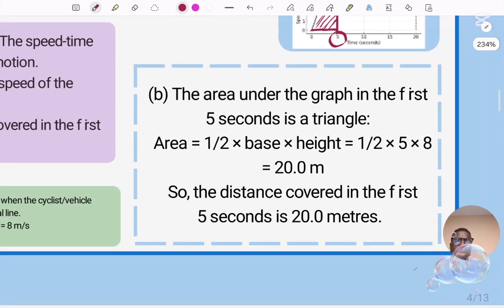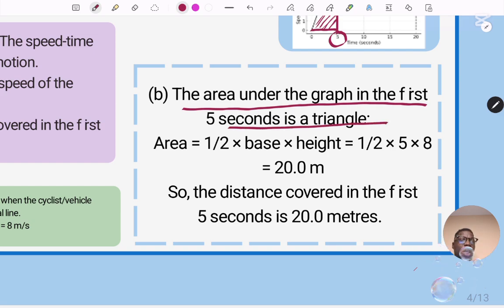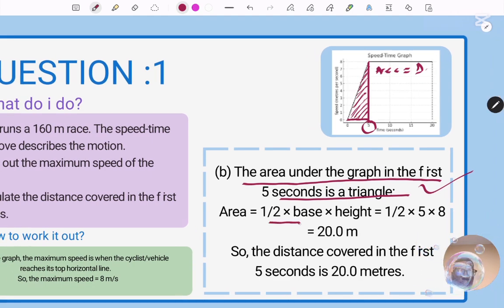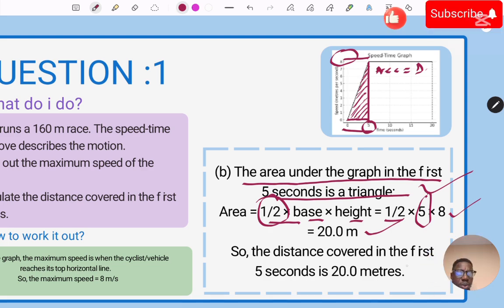So what we can do now is say the area under the graph in the first 5 seconds is a triangle. You can see it as well. The area is equal to half base times height. The height is 8, as we have seen here. So we use 8, and the base is 0 to 5, so we multiply by 5, then the half. If you put this in your calculator, you will get 20 meters. That's the total distance covered for the first 5 seconds.